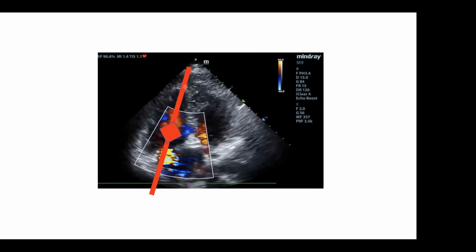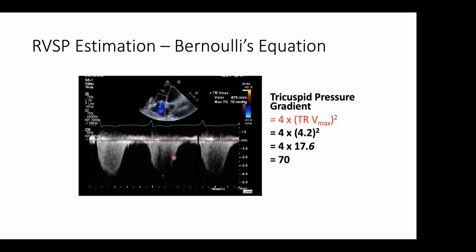Then you can use your continuous wave Doppler to measure the maximal velocity of that TR jet using Bernoulli's equation, which, simplified, is simple. It's just 4v squared. So if you know the velocity of the jet, which here is about 4.19 meters per second or 419 centimeters per second, you can plug it into the Bernoulli equation, 4 times v squared. V squared here is going to be 4.2. You round this up to get 17.6. You multiply that by 4. You're going to get the pressure gradient between the right ventricle and the right atrium.